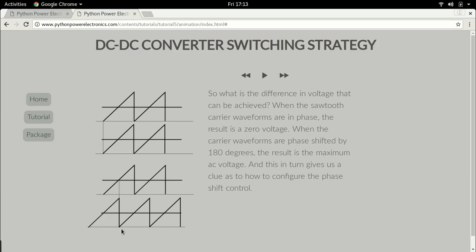The other extreme, let's say they are phase shifted by 180 degrees. Here this is exactly what I say. When this carrier waveform is at 0.5, the other carrier waveform is at its peak and is starting again from 0. This is the case of 180 degree phase shift, and this is when we get the maximum AC voltage. I would again suggest that you try these waveforms out by looking into how this switching happens in a circuit.